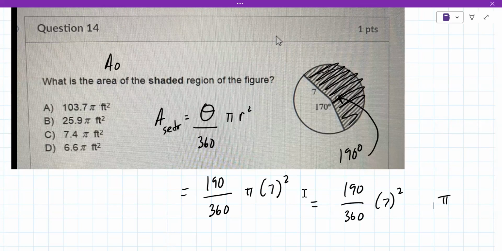So I think it would be B, 25.9 pi. Yeah, and that's because the full area is 49 pi, so it's a little bit more than half. So yeah, that looks right. Okay, good.